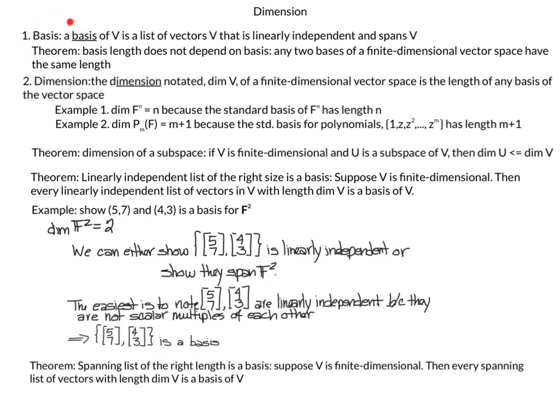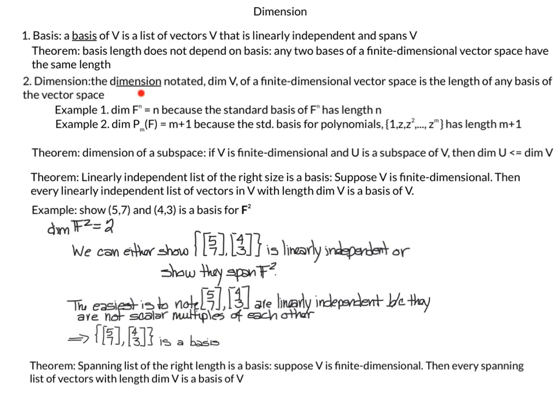In our video about bases, we reviewed the definition: a basis of a vector space V is a list of vectors in V that is linearly independent and spans V. We had this theorem that said basis length does not depend on the bases. That is, any two bases of a finite dimensional vector space have the same number of vectors. And that brought us to the definition of dimension. The dimension, notated dim V, of a finite dimensional vector space is the length of any basis of the vector space. We have these two quick examples.